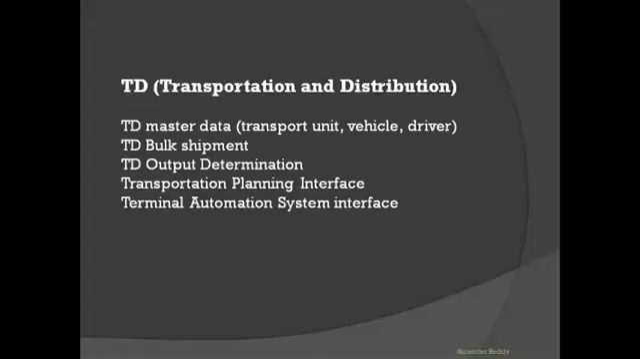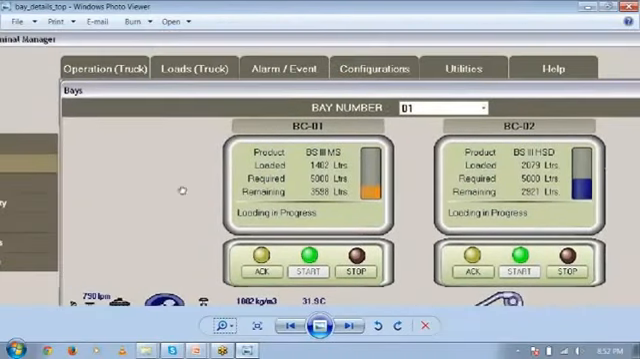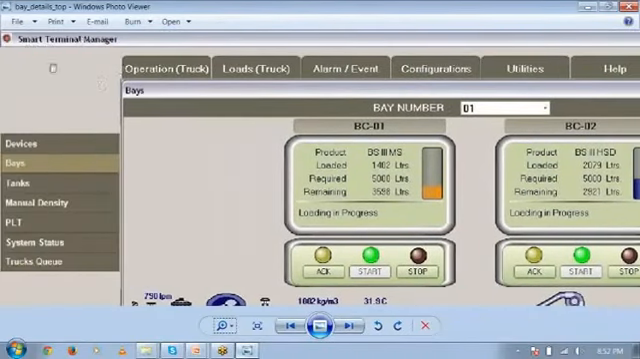In output determination, how we get the documents printed or faxed, those things we will discuss. And there are two interfaces: the transportation planning interface (TPI) and the terminal automation system interface. If the client is using third-party software to plan or load the shipment, then we will use these interfaces. Those third-party softwares share the data with the SAP system through IDOCs. Here is one third-party software we are using, Smart Terminal Manager.